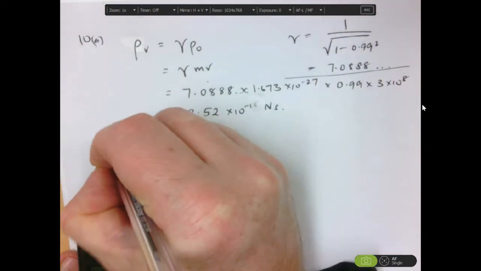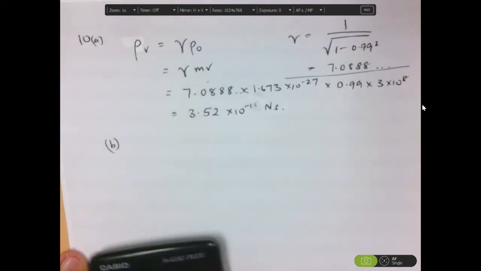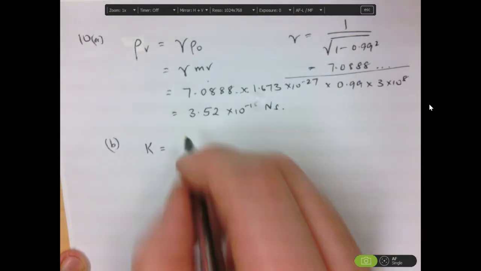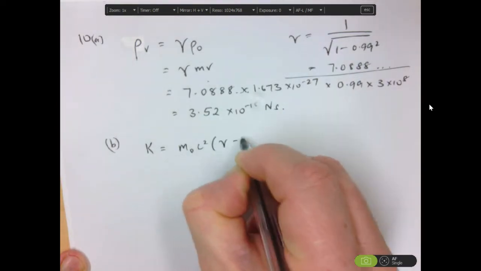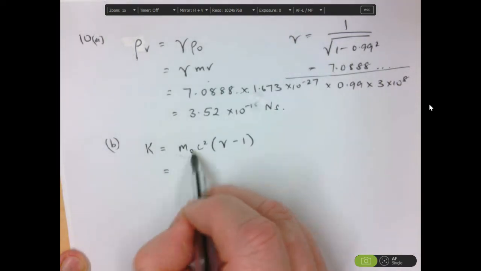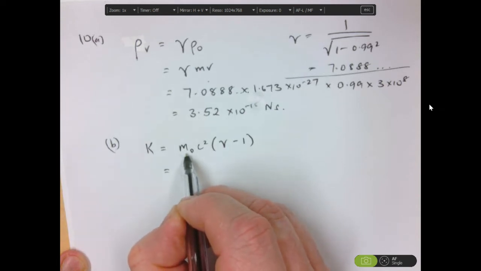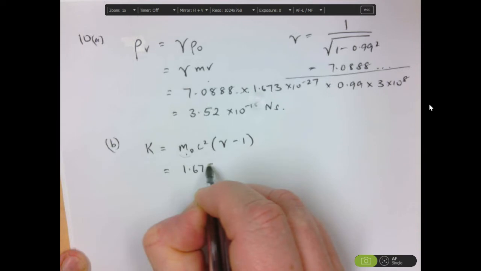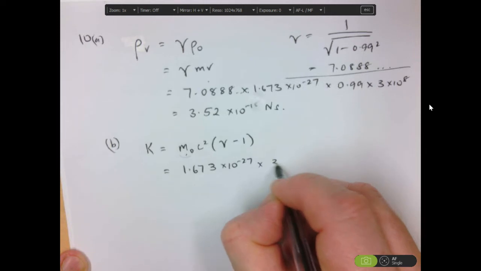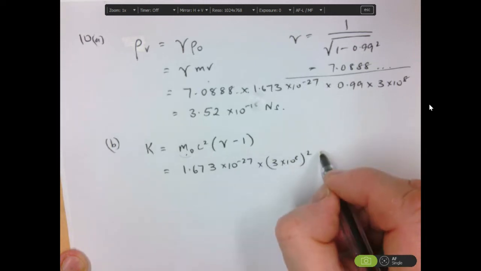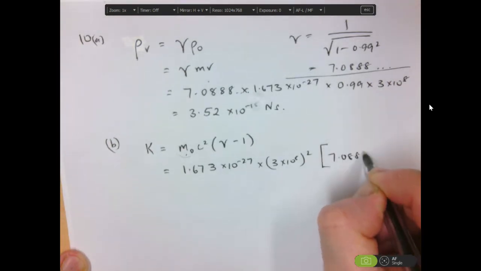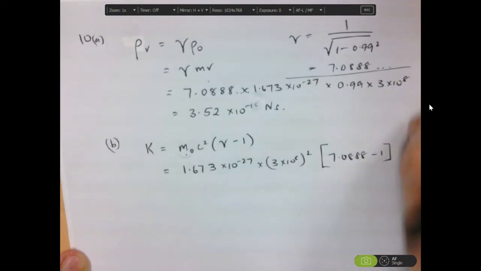10B is asking us now to calculate the kinetic energy. So we're just going to simply use the final formula. K is equal to m naught c squared times gamma minus 1. Okay, so m naught is its rest mass. This is what it would be measured as if it was stationary. So it's 1.673 by 10 to the minus 27, multiplied by c squared, which is 3 by 10 to the 8th squared, and multiply all of that by the gamma factor minus 1, which is 7.0888 minus 1.